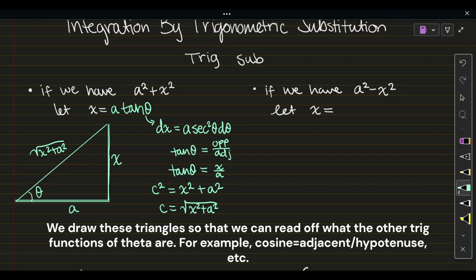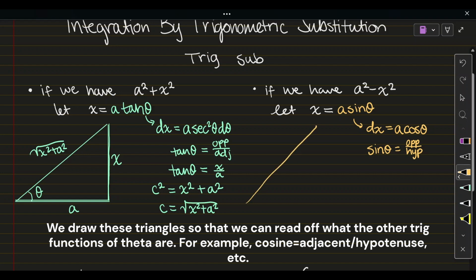Similarly, if we have a squared minus x squared, I want to let x equal a sine theta. Then again, I will have that dx equals a cosine theta d theta. And additionally, I know that sine theta is equal to the opposite over the hypotenuse.